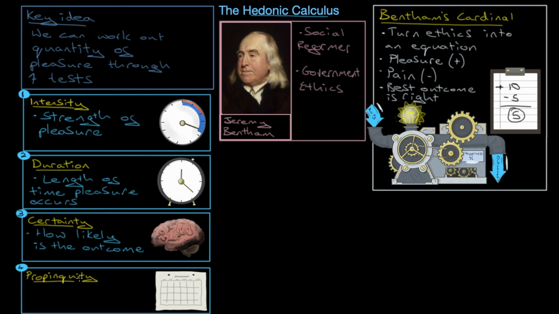The next is, I can never pronounce this word, propinquity. Propinquity. Well, there we go. So essentially, how soon will it happen? When will the pleasure occur? So I've given you a little calendar here to distinguish it from the duration. So the amount of time the pleasure exists for is important, but how far into the future that pleasure will occur is also extremely important.